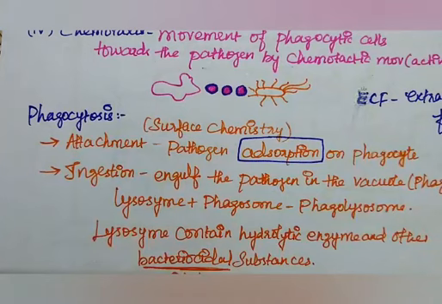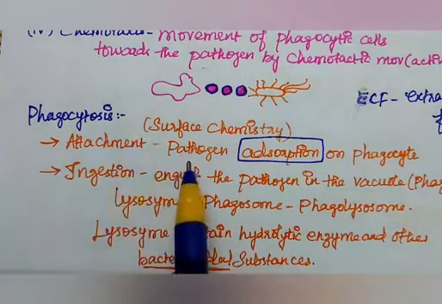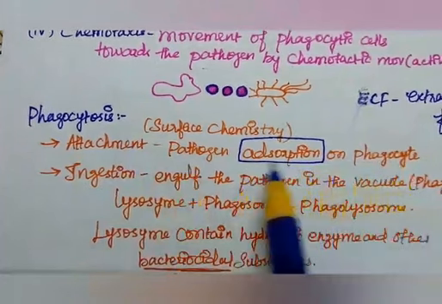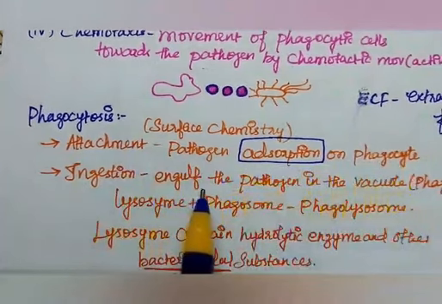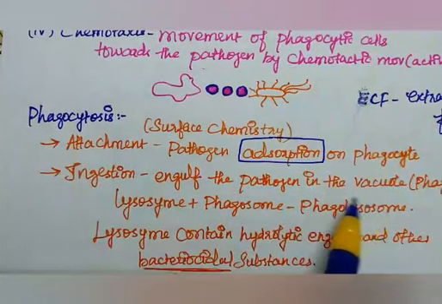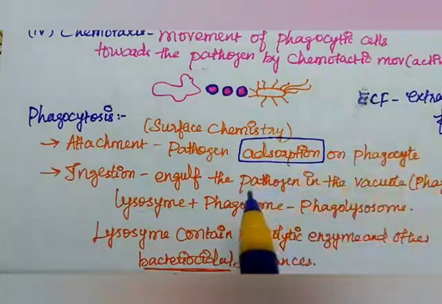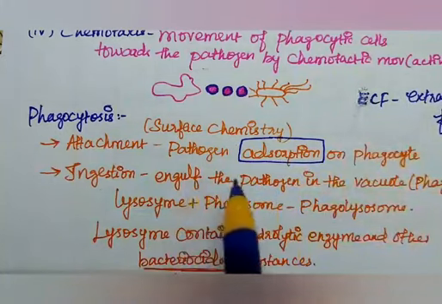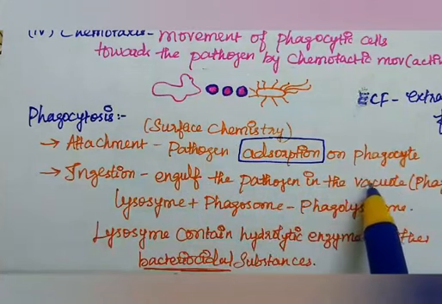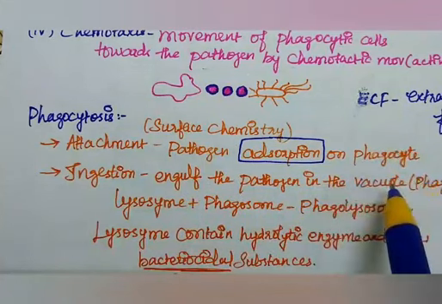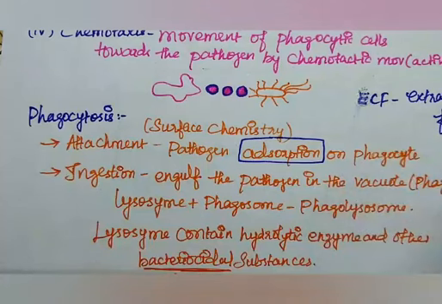Now let us continue. First is attachment: the pathogen adsorption on the phagocyte. Next is ingestion: the engulfing of the pathogen into the vacuole. The pathogen has the particular material which may cause disease in our body, and this material is engulfed by the vacuole. The complex of the vacuole and the material which is ingested together form the phagosome.